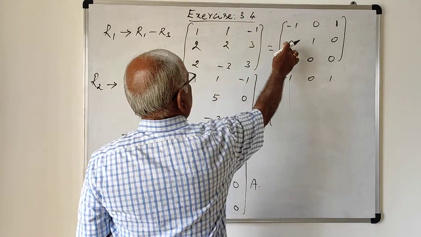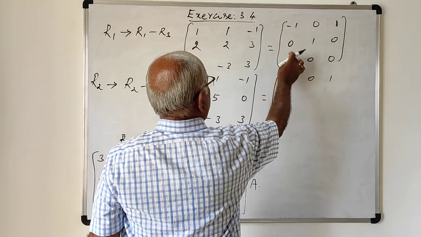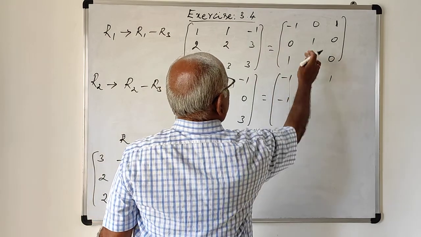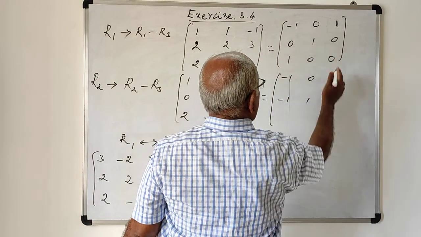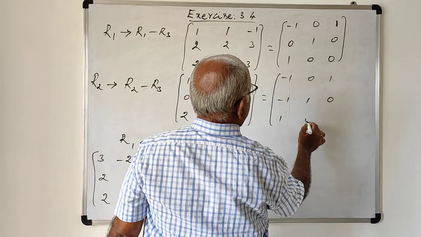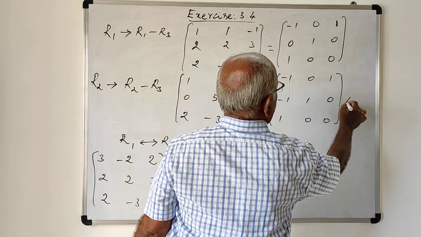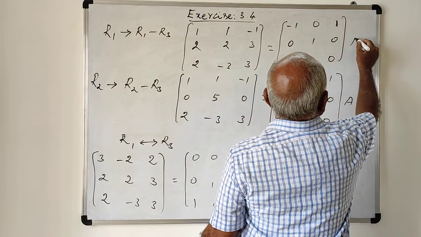This is equal to minus 1, 0, 1. R2 minus R3: 0 minus 1, minus 1. 1 minus 0, 1. 0 minus 0, 0. And 1, 0, 0 as it is. In TA you have.